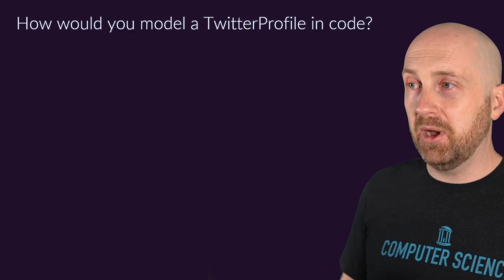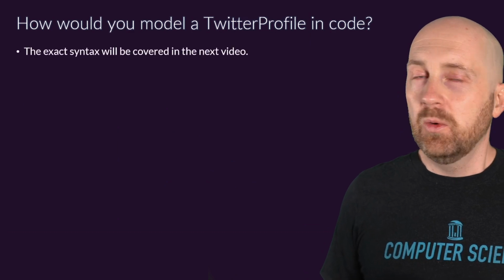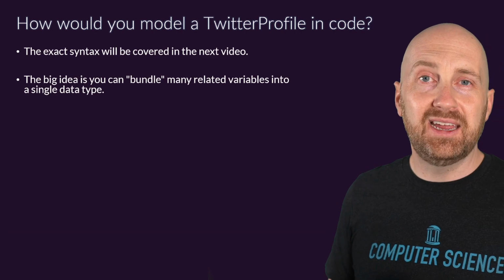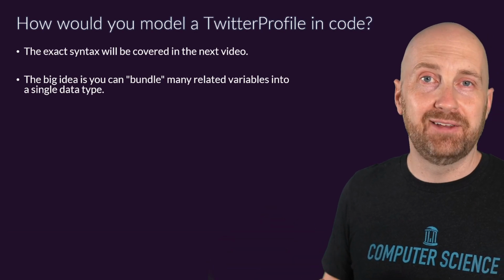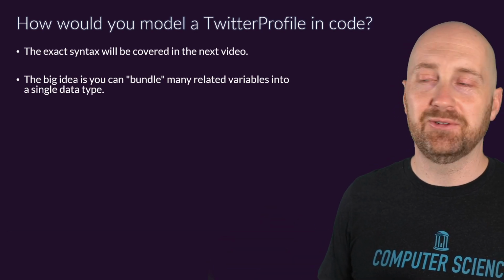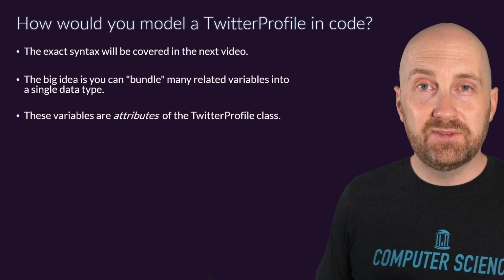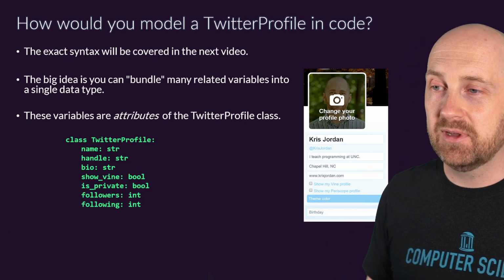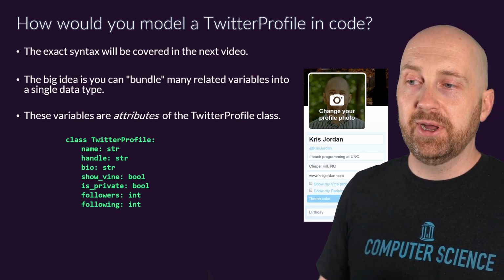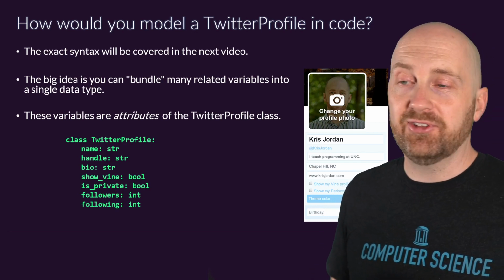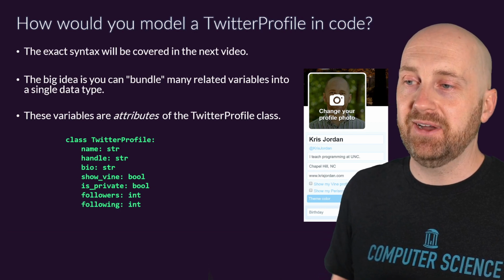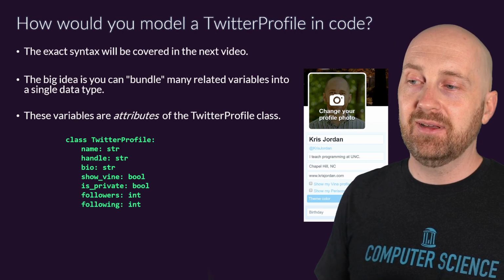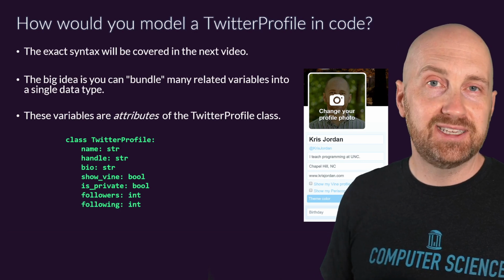So how might we actually model a Twitter profile in code? We'll look at the exact syntax in more detail in the next video, but the big idea is we're going to be bundling a bunch of related variables together into their own single data type. We'll call these variables attributes of the class. So for example, class TwitterProfile, followed by a colon, and then in the body of this class, we see each of the attributes being defined. Name is a string, handle is a string, show_verified is a Boolean, followers is an integer.